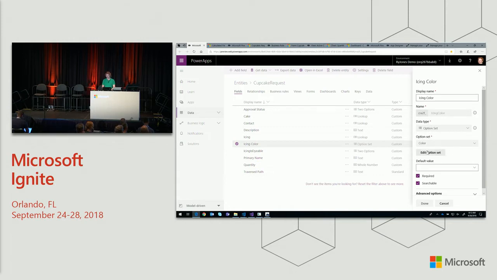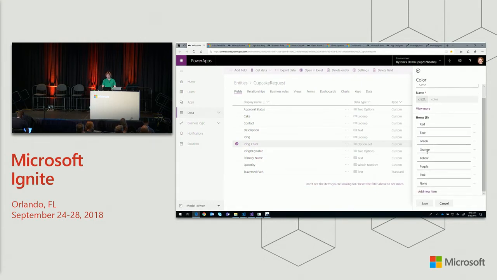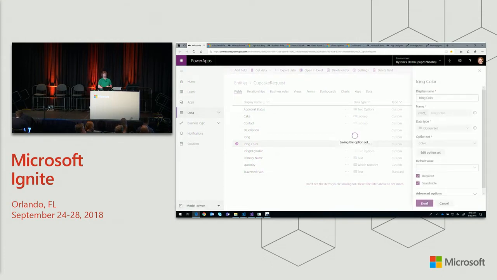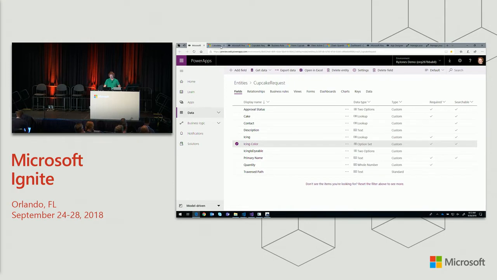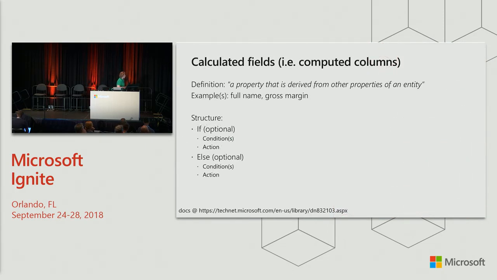And so here I'll see it's called icing color. The data type is an option set. The option set that is used is color, and I can edit the option set here, and we can actually see the options that are available. Just for giggles, is there a color missing that someone would like to see? Teal, there we go, teal, save. And we have now expanded our option set. Wasn't that easy? And now I will select done. So that concludes our demo on relationships.